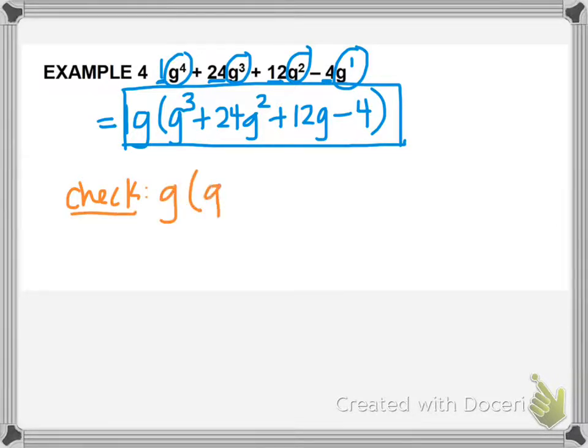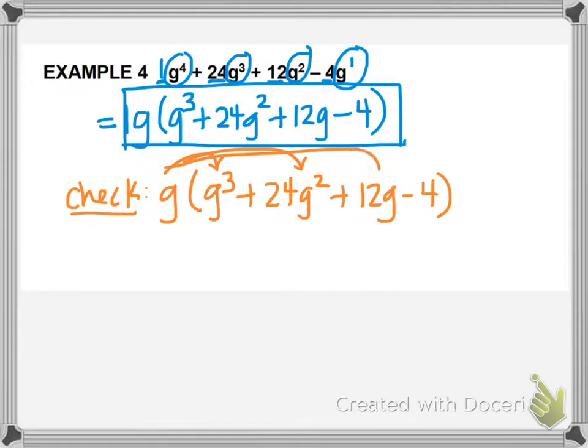g times g cubed plus 24g squared plus 12g minus 4. To check, we're going to distribute this back in, this g. Remember the g that we have right here already has an exponent of 1. You can put that in any of your variables that don't have exponents. Remember when you multiply variables, you add exponents. So g times g cubed is g to the 1 plus 3, or g to the 4th power, plus g times 24g squared. We're going to add the 1 and the 2 and get 24g cubed.